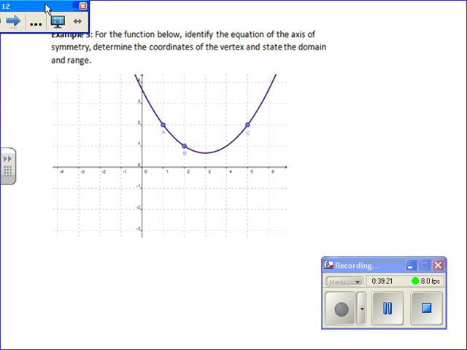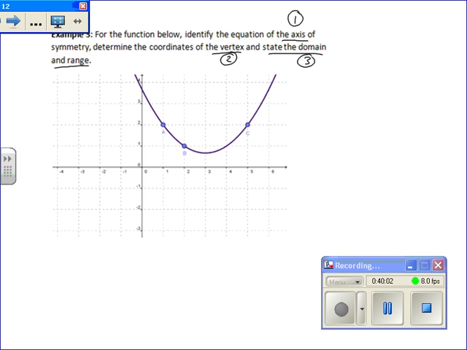Okay, finally, this is a little bit of a trickier question because I want to give you at least one sort of full question because you are going to be asked this in your homework. It says, for the function below, we have a parabola, it's already been graphed. Identify the axis of symmetry, determine the coordinates of the vertex, so in other words, state the vertex, and state the domain and the range. Let's go ahead and start this off. So I'm looking for the axis of symmetry, I'm also looking for the vertex, and then the domain and the range will be the third thing that I'm going to do here.